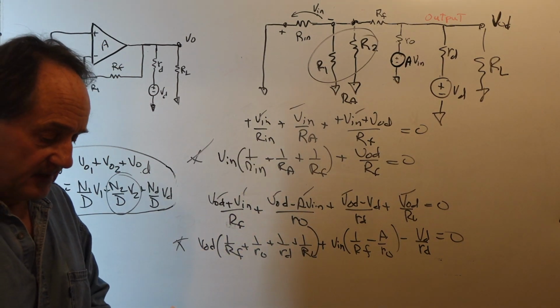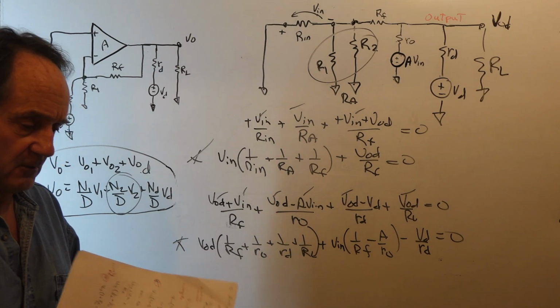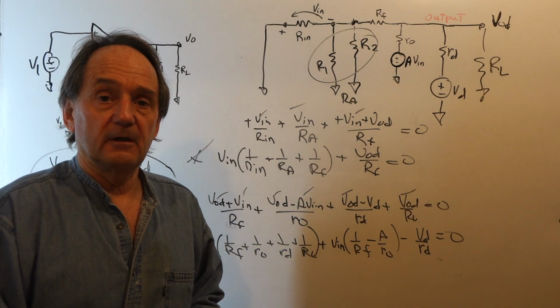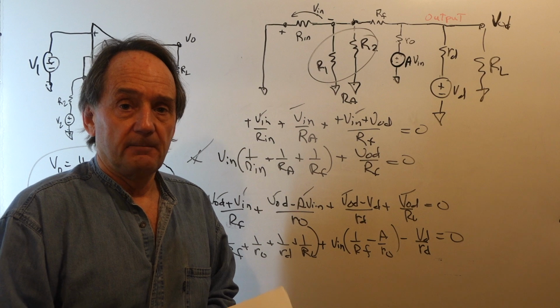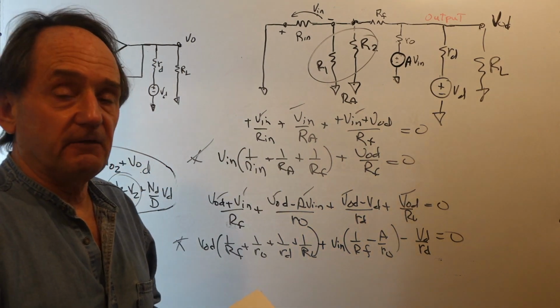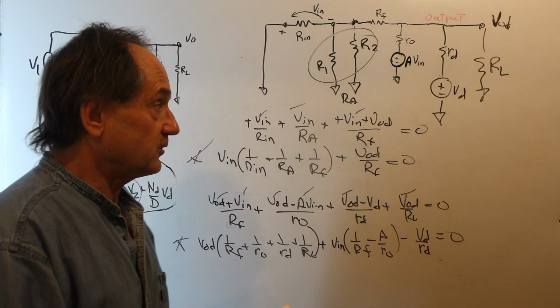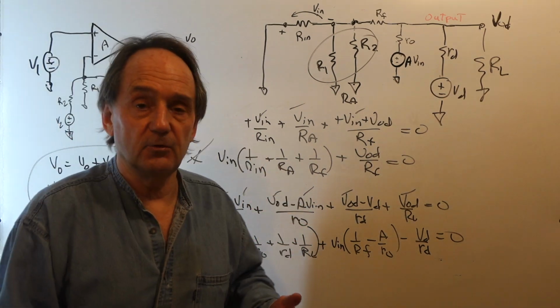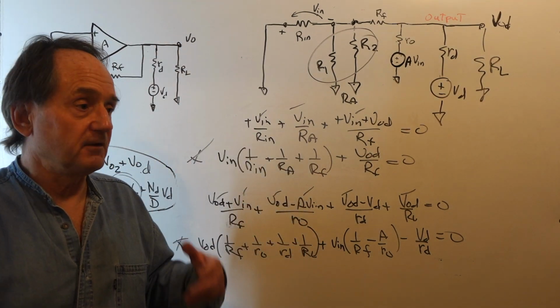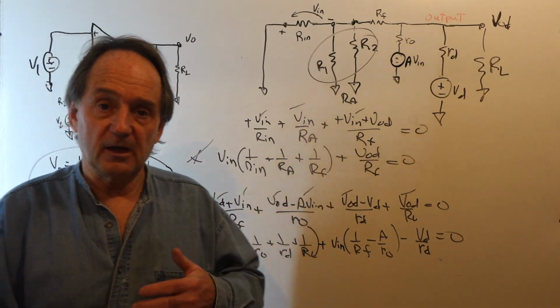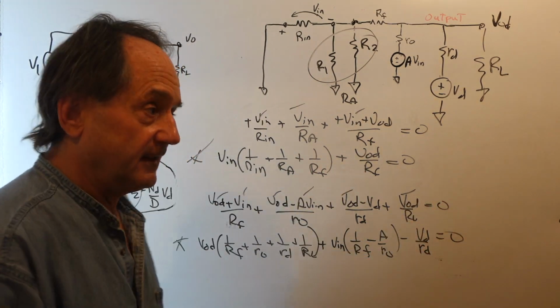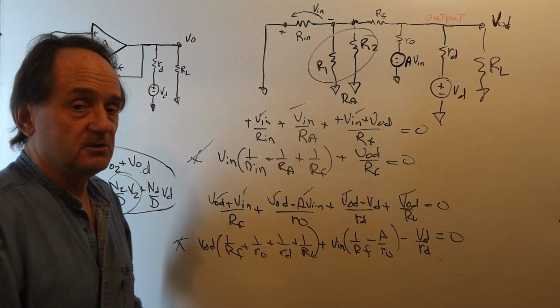You just activate the sources one at a time, solve the network for the output due to that source being activated, then do the next source, activate it, kill all the other sources, find the output due to that source that was activated, and so on. Then when you're done, you add all the outputs, and that gives you the answer. So that's how you use superposition.